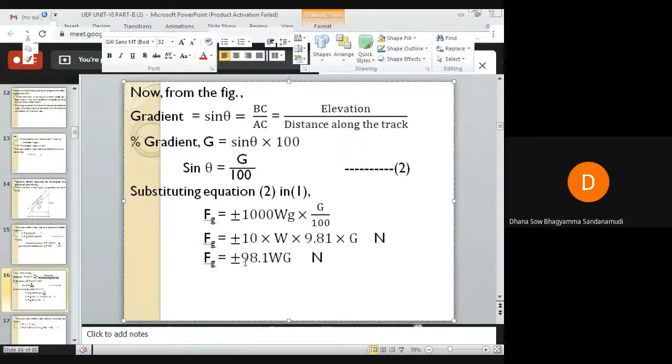So when will this plus sign come and when will this negative sign come for this tractive effort? The plus sign is to be given whenever the train is moving on up gradient. Whenever the train is moving on up gradient, plus sign must be considered. And whenever the train is moving on down gradient, then minus sign. Whenever the train is moving down, then minus 98.1 Wg is our Fg. And when our train is moving upwards, Fg is equal to plus 98.1 Wg.